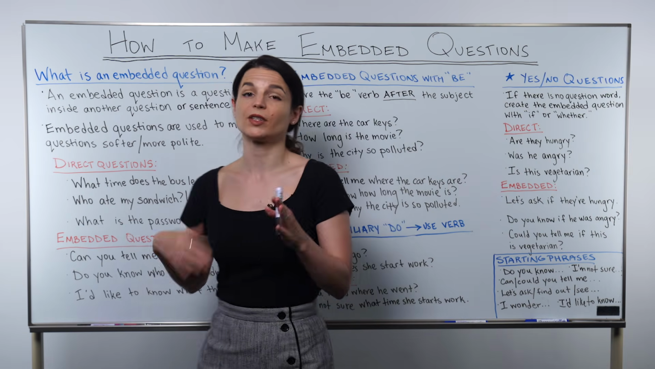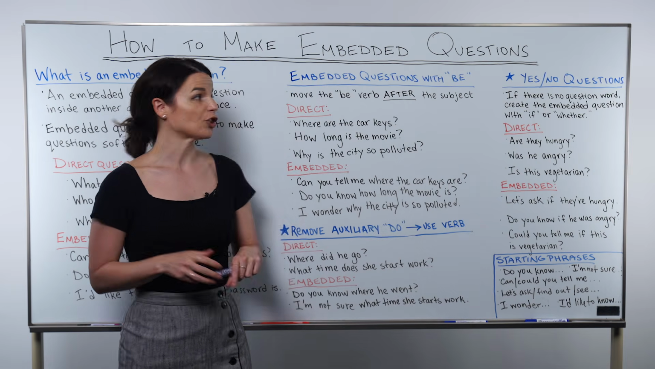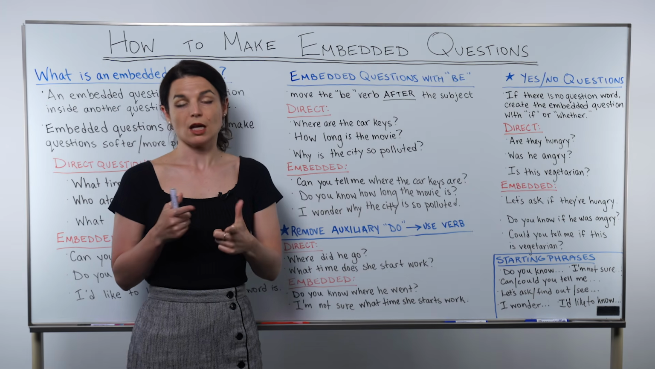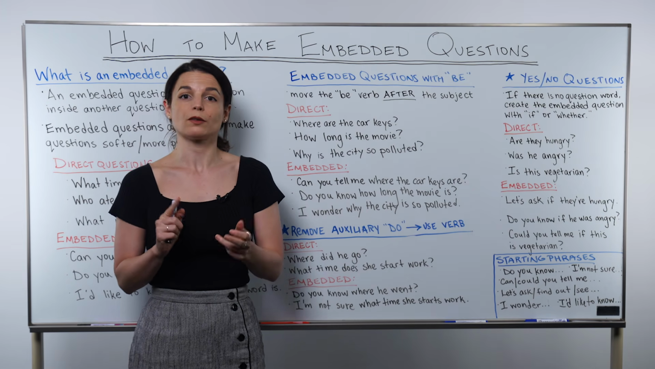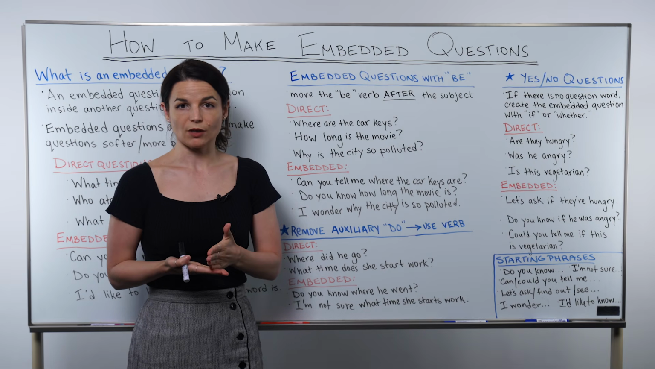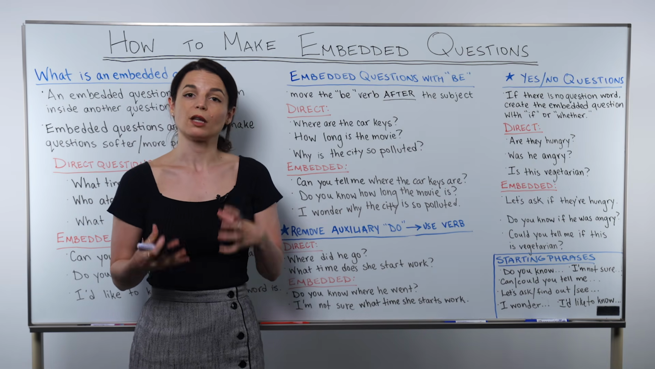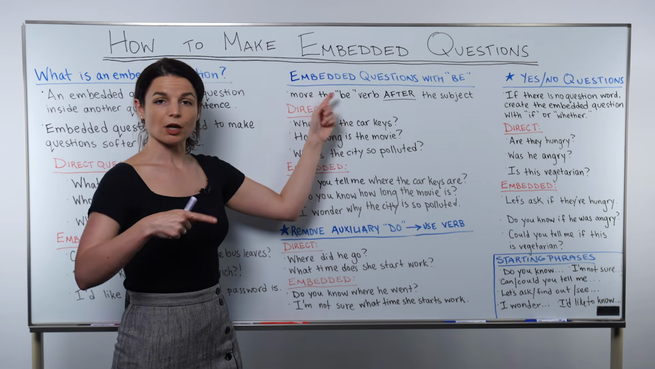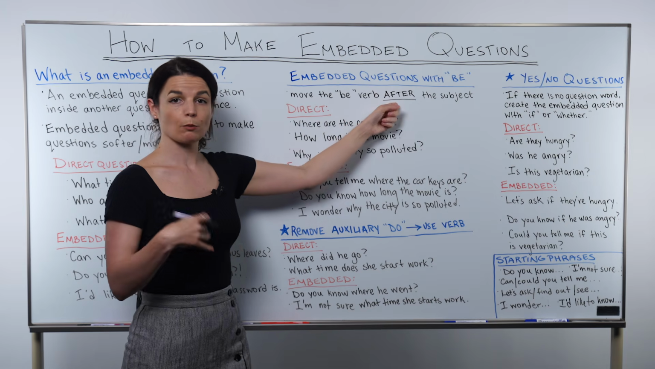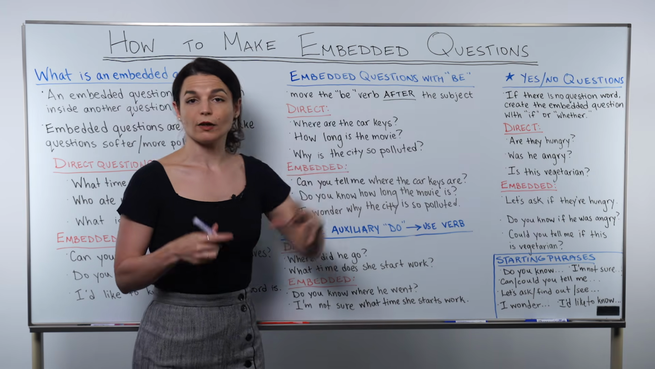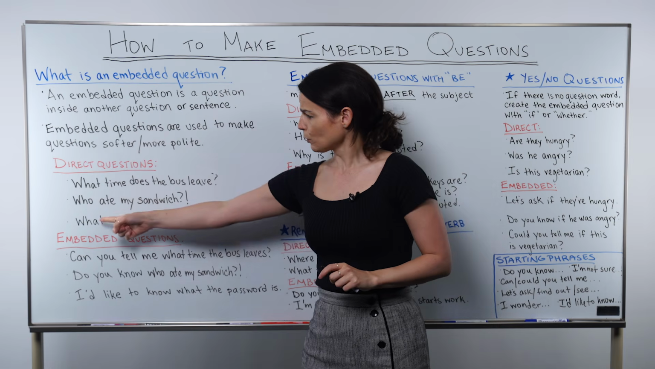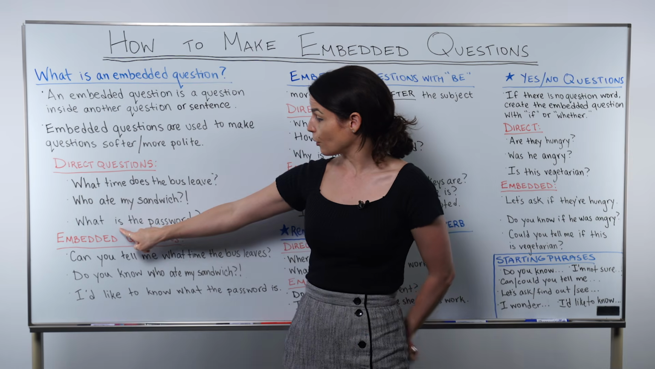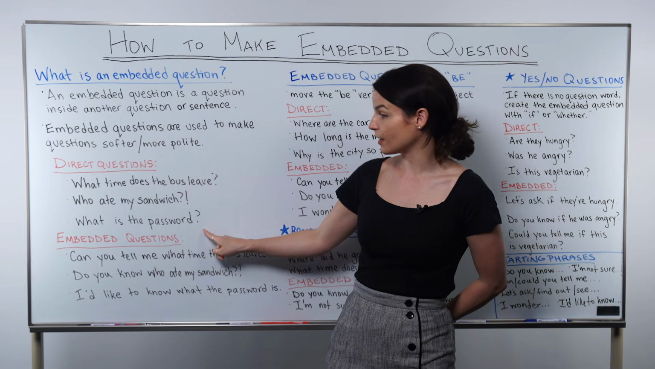First, let's start by looking at this type of sentence. What is the password? This is an example of a direct question that uses the verb be. So to be, meaning is, or are, or was, or were. When you have a question that uses the be verb, we need to follow a certain type of rule. And that is, we move the be verb after the subject when we make an embedded question.